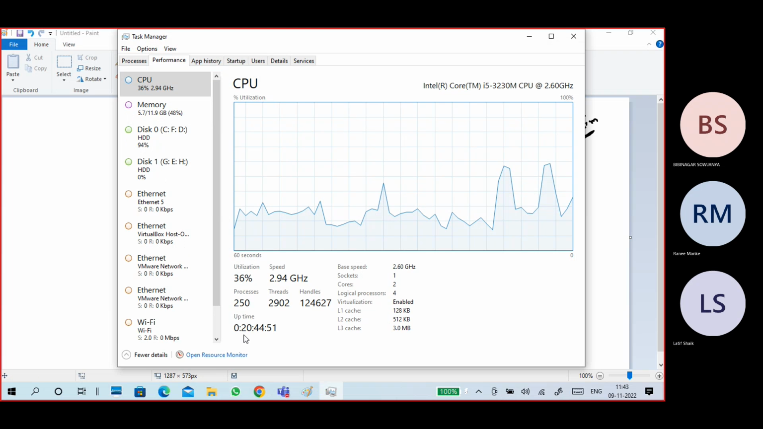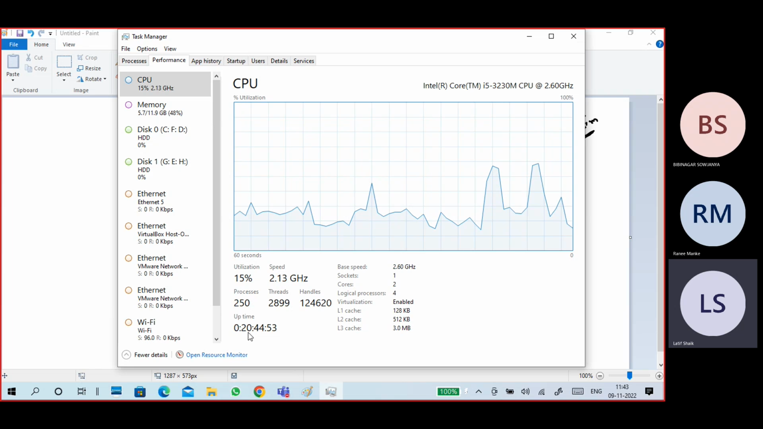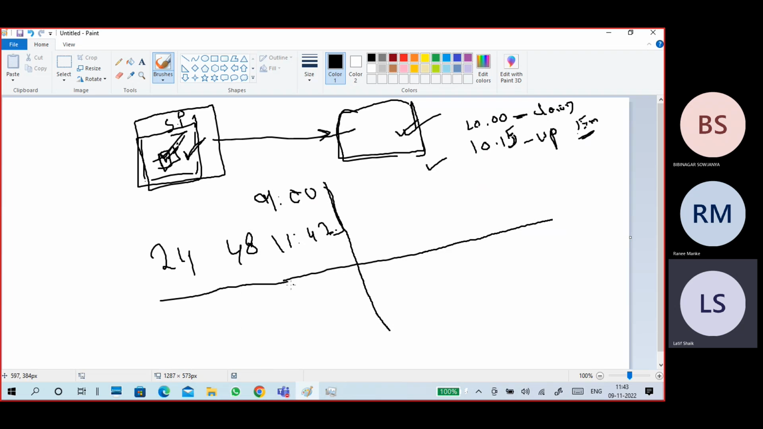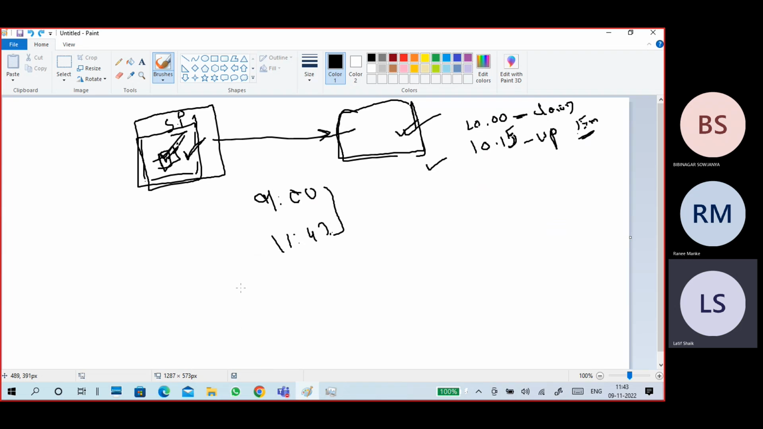You see seconds, minutes, hours, and days. So how many days? It's a running uptime. For example, why is it 20 hours? Because yesterday afternoon I got a problem, I think. I restarted my computer, powered down, something I have done. That's why it is last 20 hours.